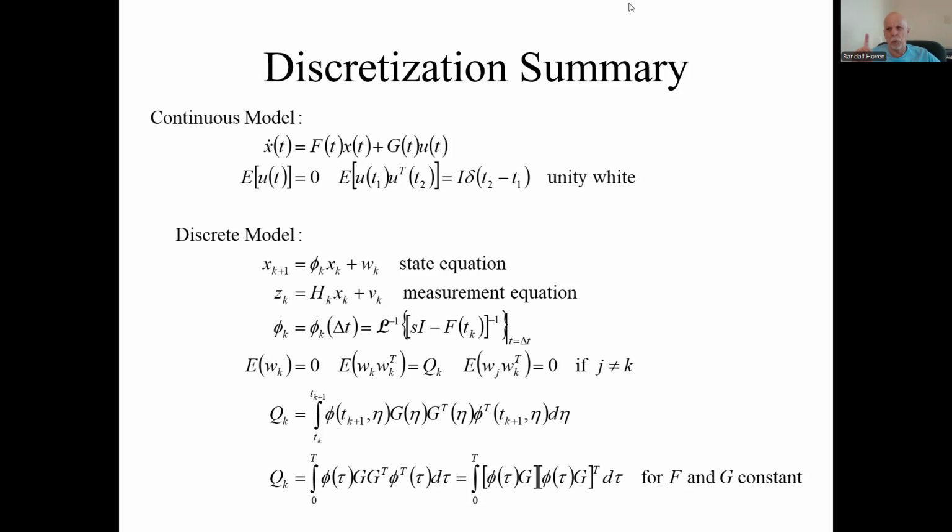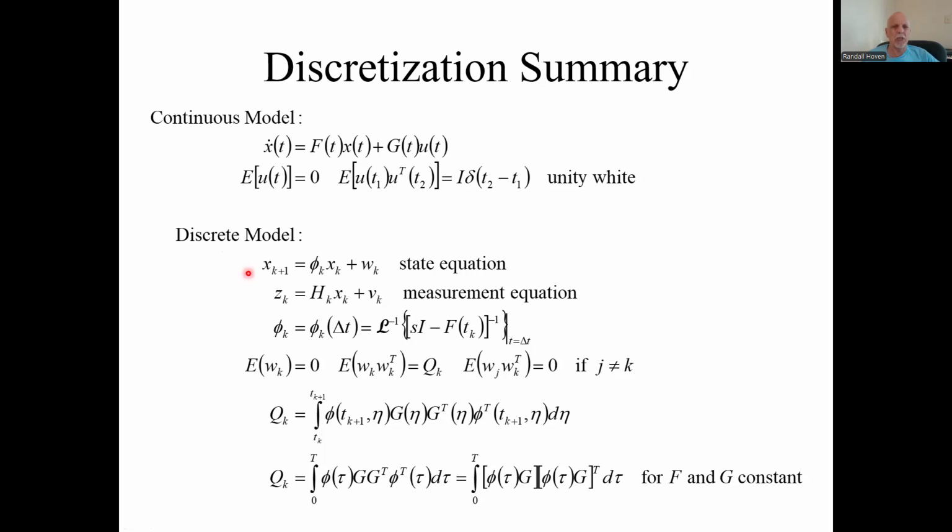Okay, in this video, I'm going to do one more and last example of discretization. And again, we'll go back to what does that mean? We start with a continuous time state equation, this x dot equals f stuff up here, where this u, the input, is zero mean unity white noise. And it could be a vector. X could be a vector, u could be a vector, f and g, matrices. That's what we start with.